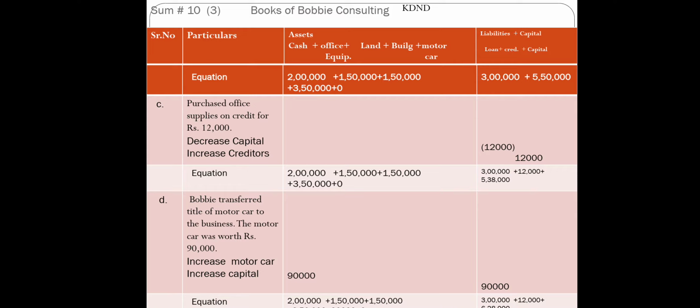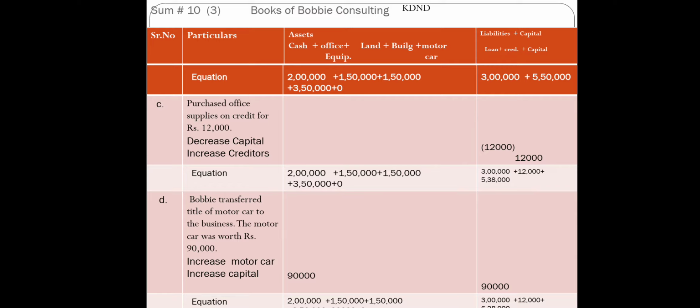2 lakhs plus 1,50,000 plus land 1,50,000 and building 3,50,000 plus 0. And here loan 3 lakhs plus 5,50,000. Now we have purchased office supplies on credit for rupees 12,000. Office supply is an expense. It's a normal expense which we are incurring in the business.